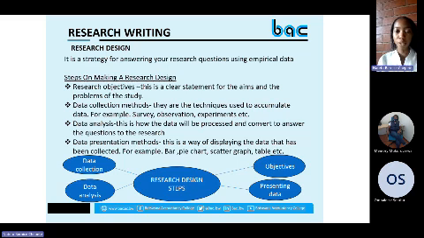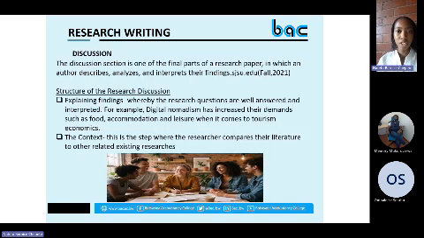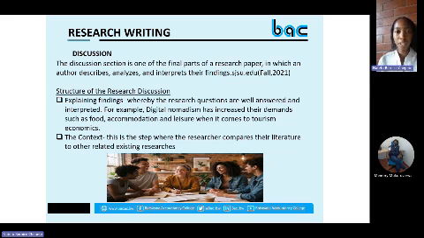Now I'll be moving on to the discussion. According to SJSU Edu, the discussion section is one of the final parts of a research paper in which an author describes, analyzes, and interprets their findings. Now the structure of the research discussion.